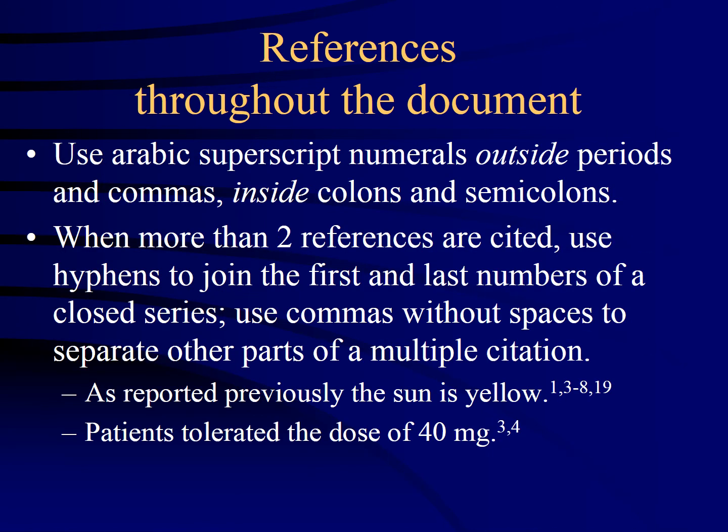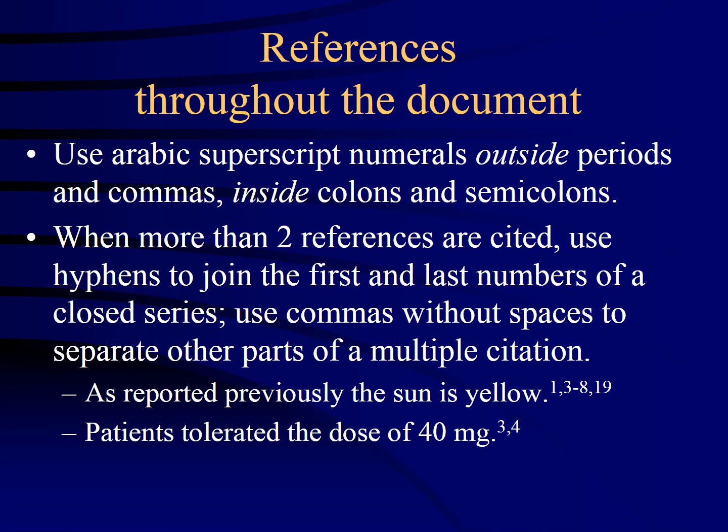So references use Arabic superscript numerals outside the periods and commas, but inside colons and semicolons. When two or more references are cited, you can use hyphens to join the first and last numbers of a closed series. And you can use commas without spaces to separate other parts of a multiple citation. So for example, as reported previously, the sun is yellow. And then I see my citation numbers, 1, 3 through 8, 19. So that means wherever this sentence appears in that article, references number 1 through 19 have already been cited.